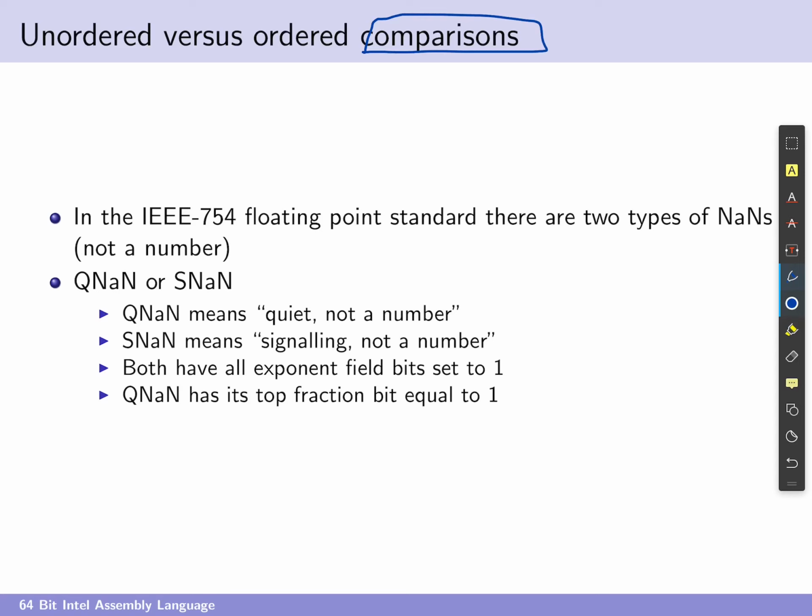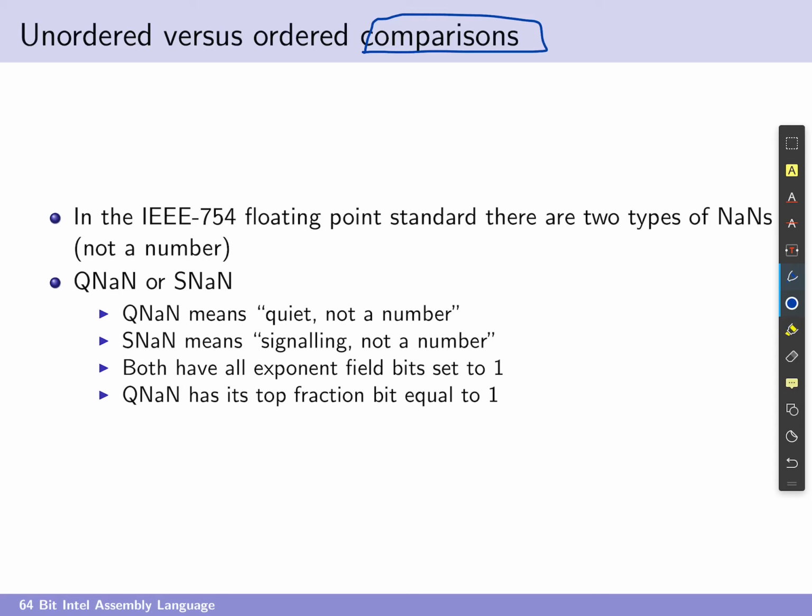Whereas an SNaN is what's referred to as a signaling not-a-number. So this is the type of NaN that is clearly going to be problematic and it will halt the program execution. Now, both in terms of the bit encoding are quite similar because both have all exponent bits set to 1 and the QNaN has its top fraction bit equal to 1. So that's the only distinction between the two.